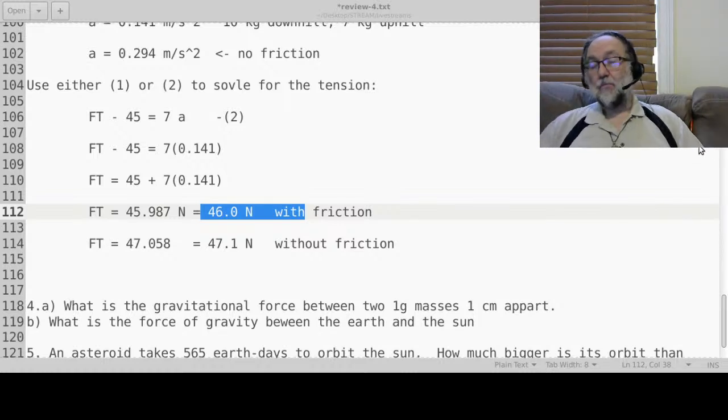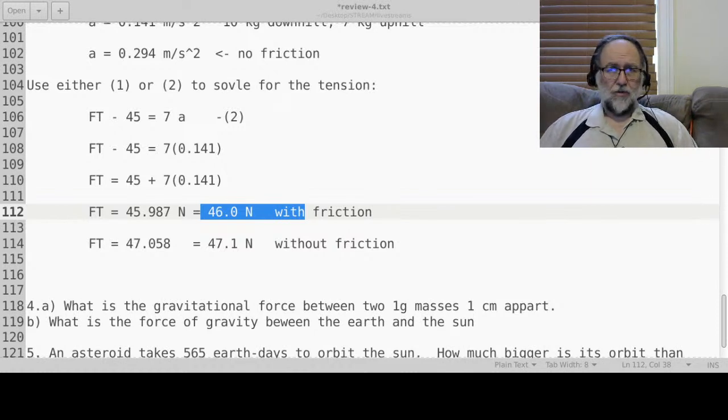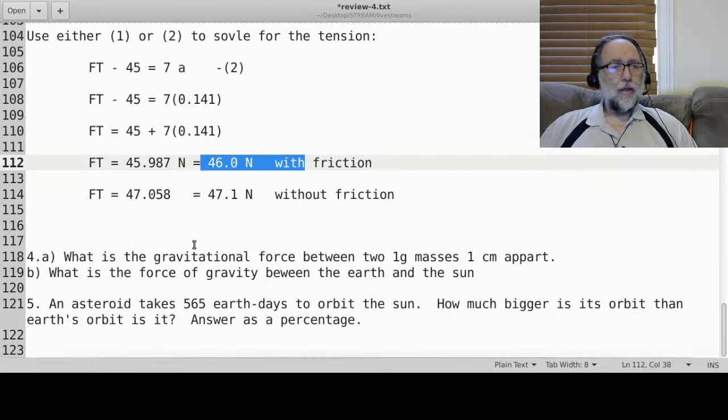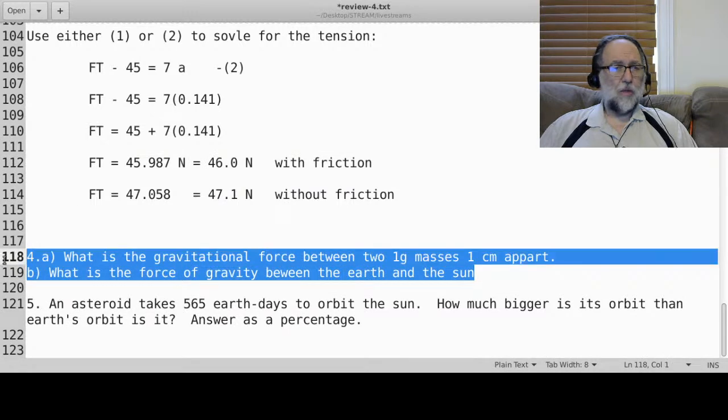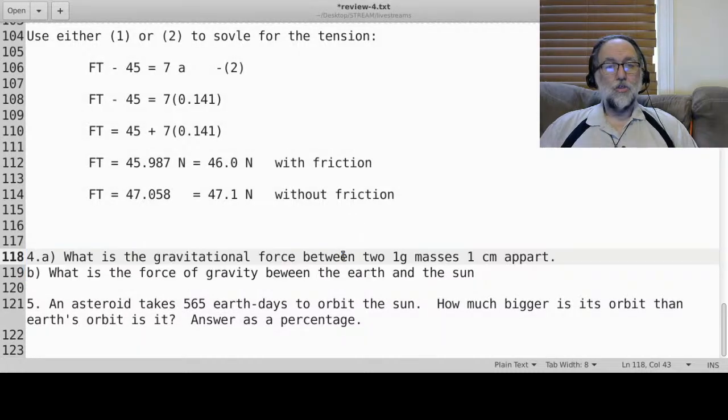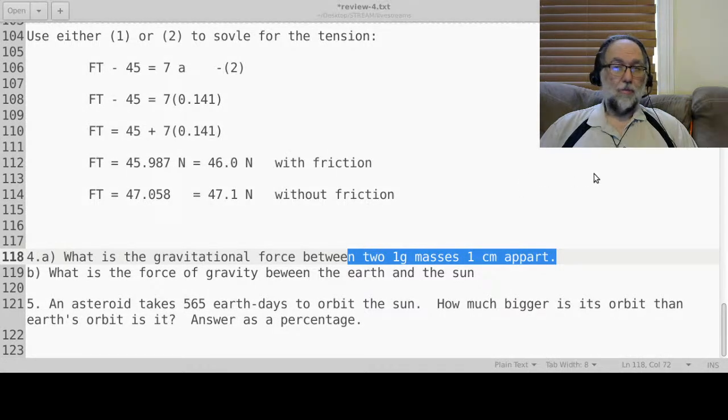Okay, so the last part of it, let's do some questions on Newton's universal gravitational law and Kepler's laws. So over here I have a question, two parts, 4A and 4B. What is the gravitational force between two 1 gram masses that are 1 centimeter apart?